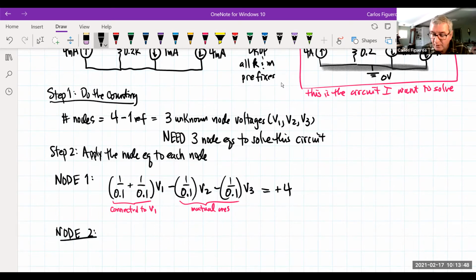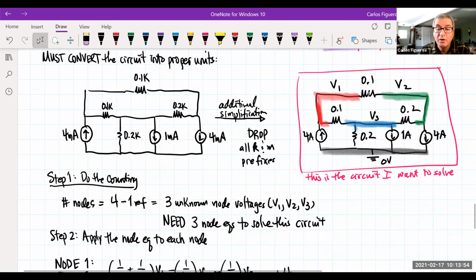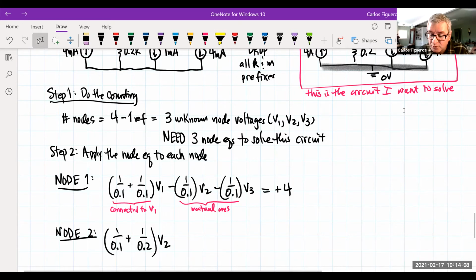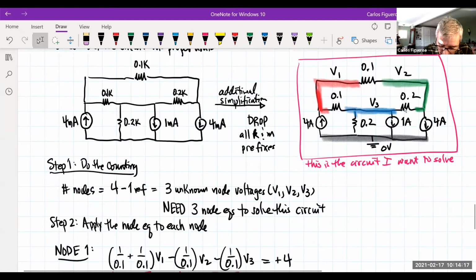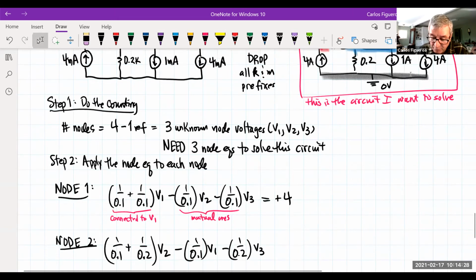So if I go to node 2, then I'm going to go, how many resistors are connected to the green node? I see that there's 1, 2, the 0.1 and the 0.2. So here I go. So I'm going to go 0.1, 0.2. The sum of the conductances connected to node 2. Then I look at the mutuals. There's one connected to V1. There's one connected to V3. So I put a minus for the one connected to V1, and then there's one connected to V3, or excuse me, and that's 0.02.